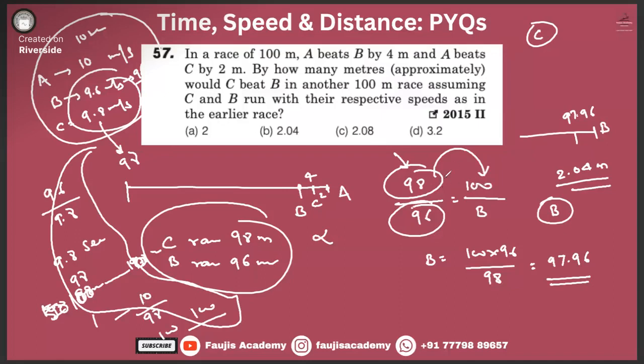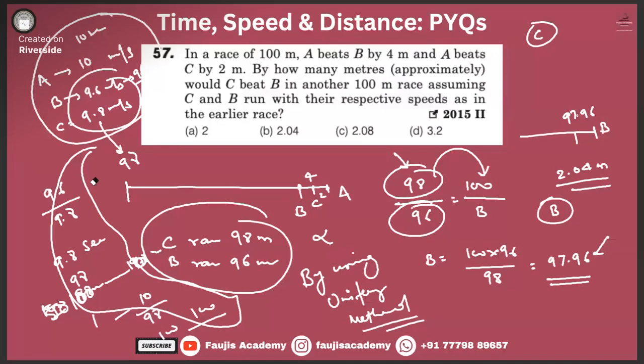That is why we have written it opposite to the others. So now we are assuming C ran 100 meters. So how much distance will B run? We don't know. This is what exactly we need to find out. By using the unitary method also, you can reach the same answer. The other day we did the unitary method. It's all pretty much the same. From here we found out B would run 97.96 meters.